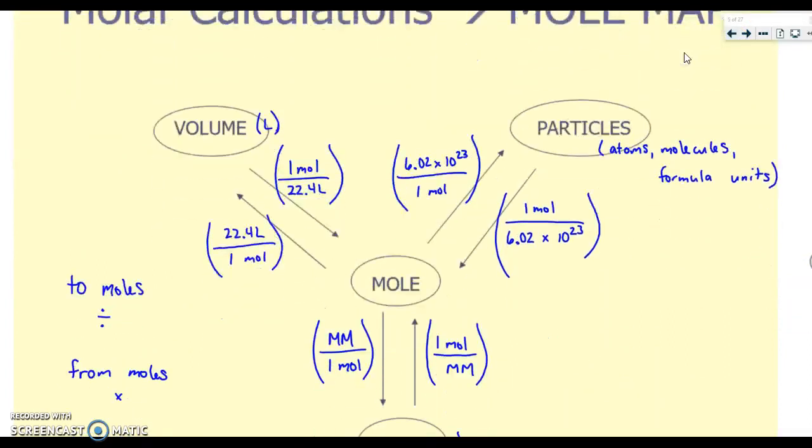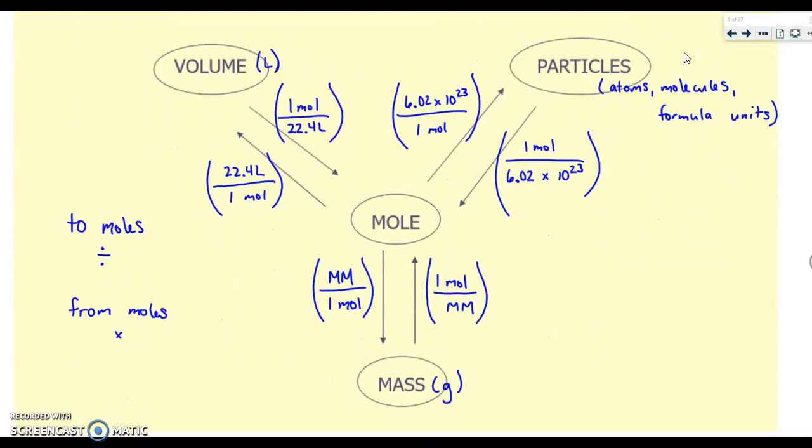So now, basically, you could be asked to start with volume and go to mass, or start with particles and go to mass, or start with mass and go to volume, or particles and volume. So you can convert between any of them. The mole is the central unit. So we're going to use the mole map to assist us with this. If we wanted to go from volume to grams, we would follow this path.